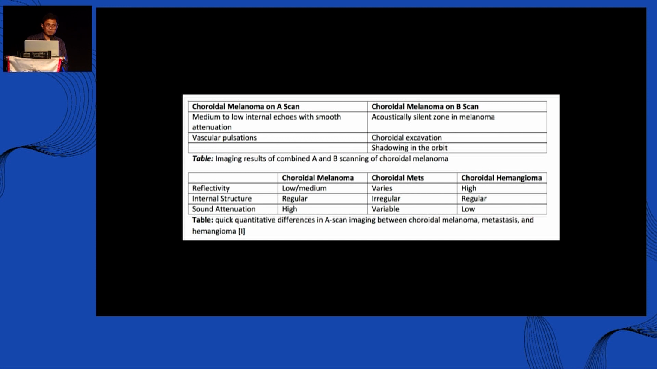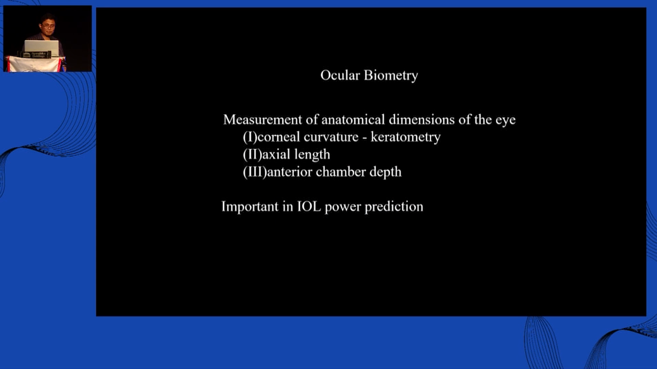Now we'll turn to biometry. Biometry is the measurement of anatomical dimensions of the eye, simply that. We will be measuring corneal curvature, axial length, and anterior chamber depth. Why? Because corneal curvature will give you an idea about the corneal power, which can be around 45 diopters. So the curvature is related to the power of the cornea. In the measurement of the total refractive power of the eye, we have to know that.